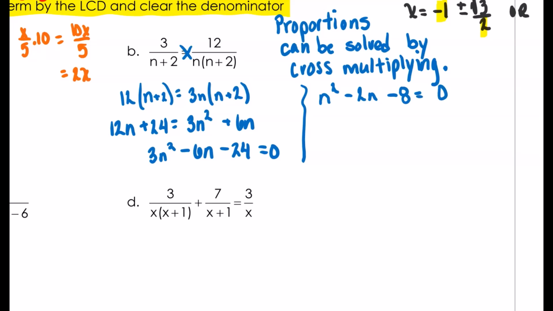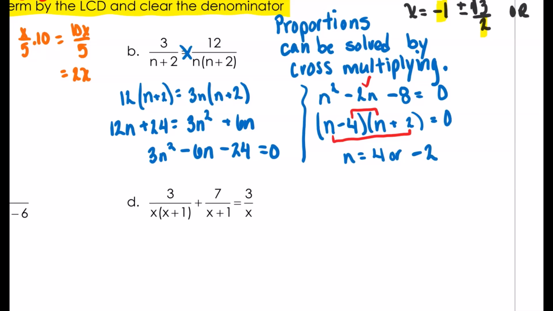Notice that I have a quadratic. All quadratics can be solved by either factoring or the quadratic formula. We always want to factor if it's possible because it makes the solving much quicker. So notice that I have n minus 4 and n plus 2. And again, make sure that you double check your middle terms. So 2 times n and negative 4 times n, yes, that will sum to negative 2, so I'm good there. And then I get n is equal to 4 or n is equal to negative 2.